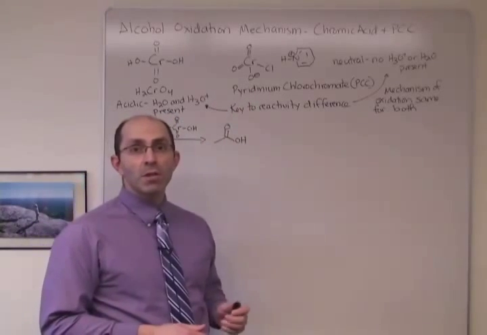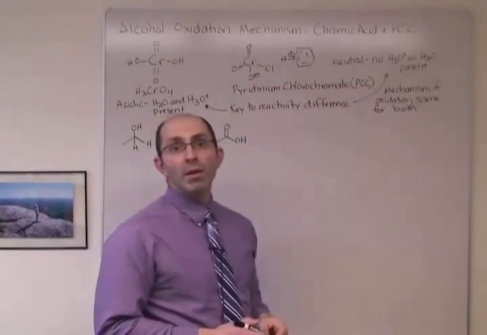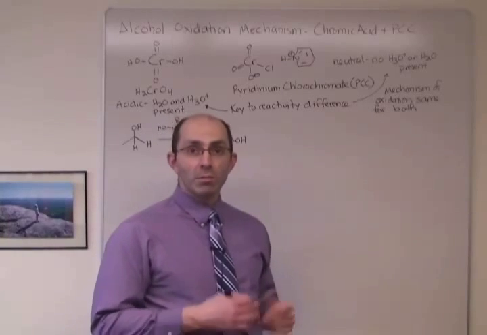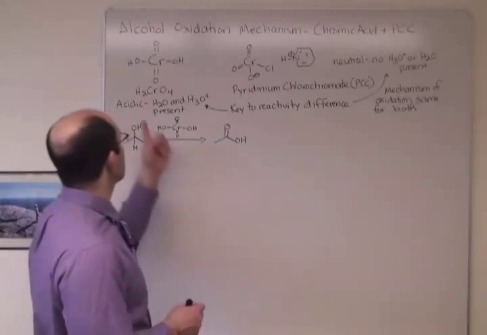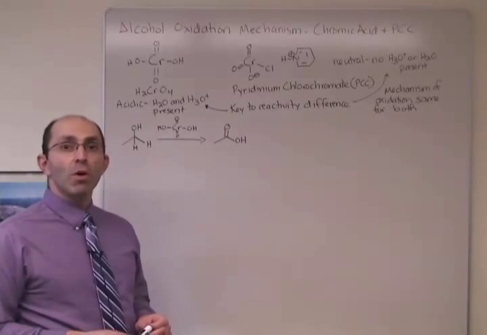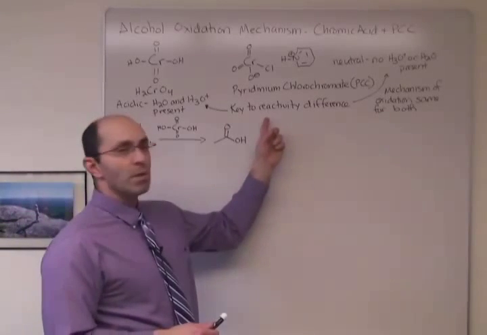The key difference between these two things is that pyridinium chlorochromate is a neutral compound. There's no acid and no water present when you use pyridinium chlorochromate. It's completely neutral. When you use chromic acid, it is a strong acid. It's always present with water and H3O+. And this is the key to the reactivity difference.